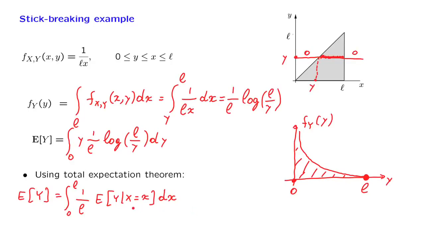Why is this simpler? When we condition on x taking a specific value, y has a uniform distribution between 0 and x, and therefore this conditional expectation is the expectation of a uniform, which is 1/2 the range of that uniform. So we obtain the integral from 0 to L, 1 over L times x over 2 dx. And finally, that's an integral that we can evaluate easily, or we can think even in a simpler way.